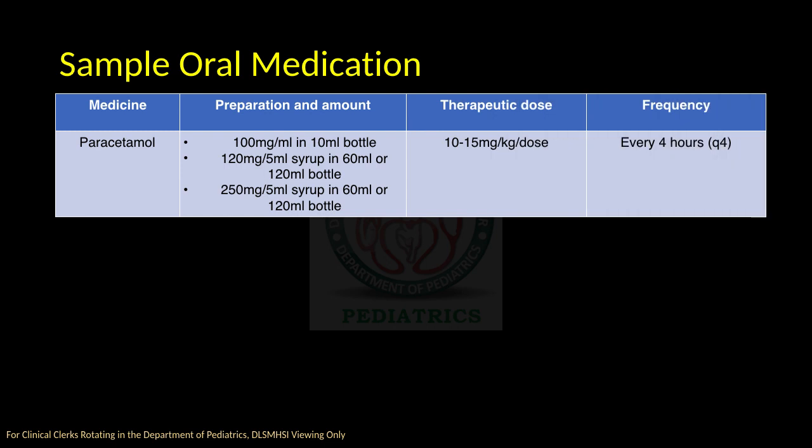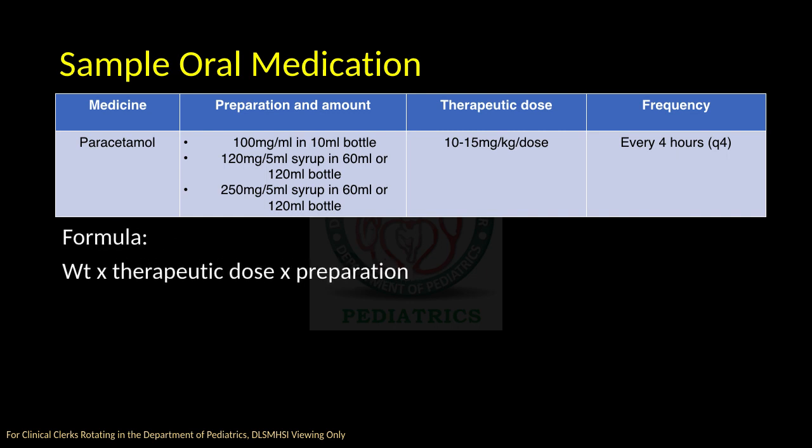For example, if you are to give paracetamol, you should know the therapeutic dose, which is 10 to 15 mg per kilogram per dose, and the frequency should be given every 4 hours or Q4. You should also familiarize yourself with the preparation and amount available in the pharmacy. For drops, that's paracetamol 100 mg per ml drops in 10 ml bottle, 120 mg per 5 ml syrup in 60 ml or 120 ml bottle, and 250 mg per 5 ml syrup in 60 ml or 120 ml bottle. So how do we compute for such medication?